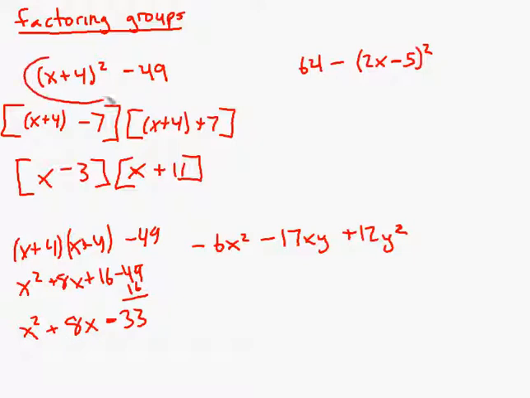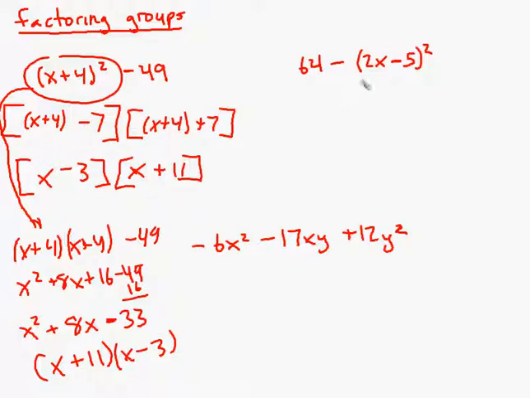See, I took this and then factor that. See, 11 times 3, negative 33, and 11 minus 3, 8. So either way is fine. I think this way is by far easier, just recognizing that this is just a squared group.